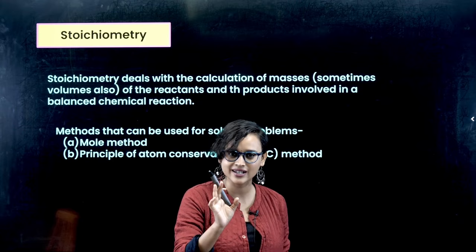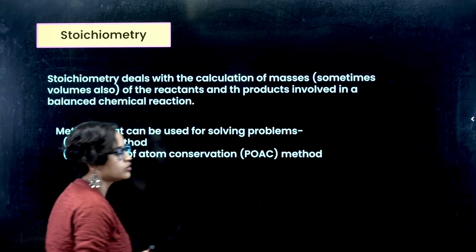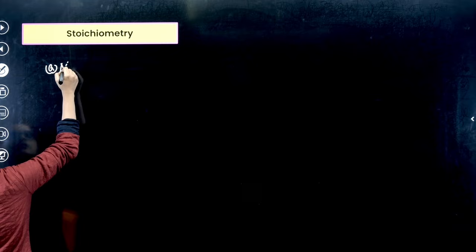That means what you would understand is that in a chemical reaction, the number of atoms on both the sides should be equal. That's it, right? So let's just check it out. What is mole method? So number one, that is mole method. How do we calculate it?